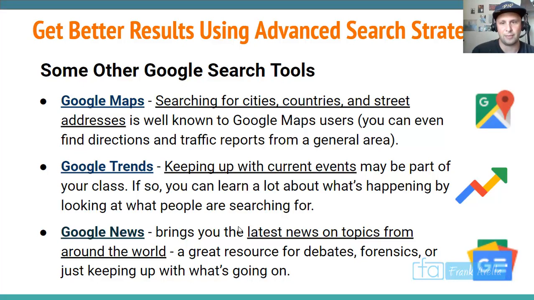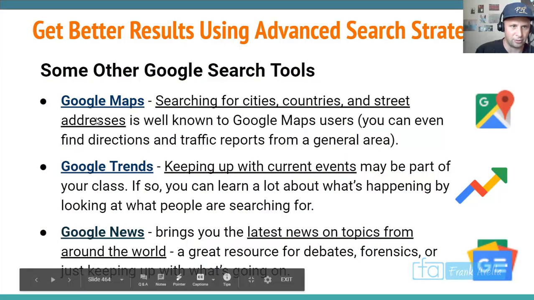Google Trends, keep up with current events. This kind of is like Twitter, what's trending. You can learn a lot about what's happening by looking at what people are searching for. That's good for a current events type thing. Google News brings you the latest news on topics from around the world. Great resource for debates, forensics, just keeping up with what's going on. And these are all links here. You click on this link, it takes you here. You click on this link, it takes you there, just so you have an idea.